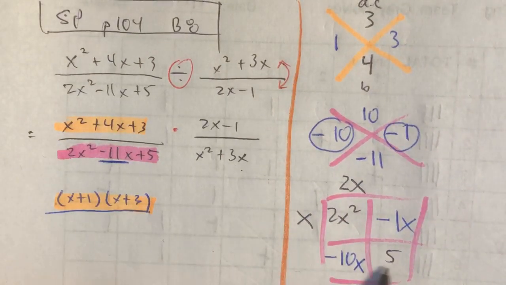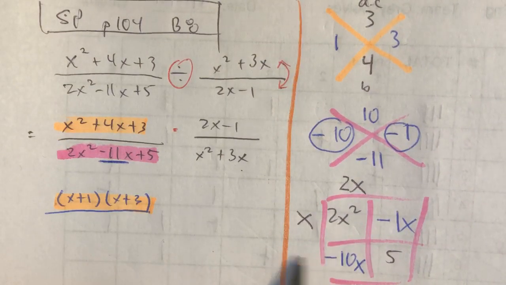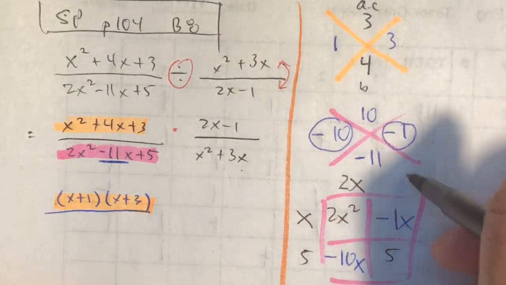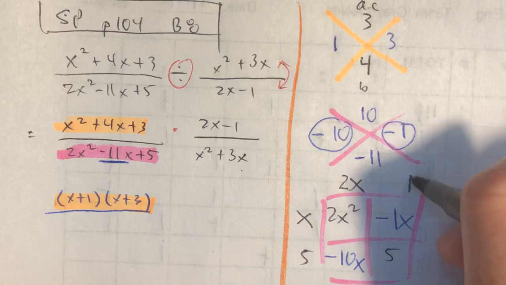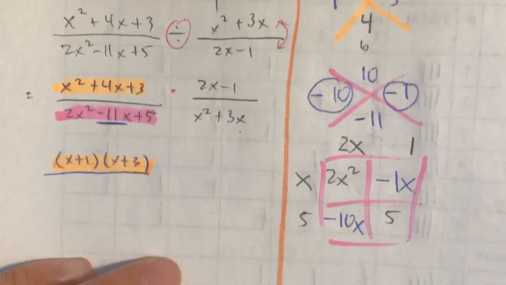Okay, this one's a little bit tricky. I'm not sure if it's positive or negative. So for now, you can just write a 5. This one, the only thing they have in common is a 1. And now you can multiply to check your answer.